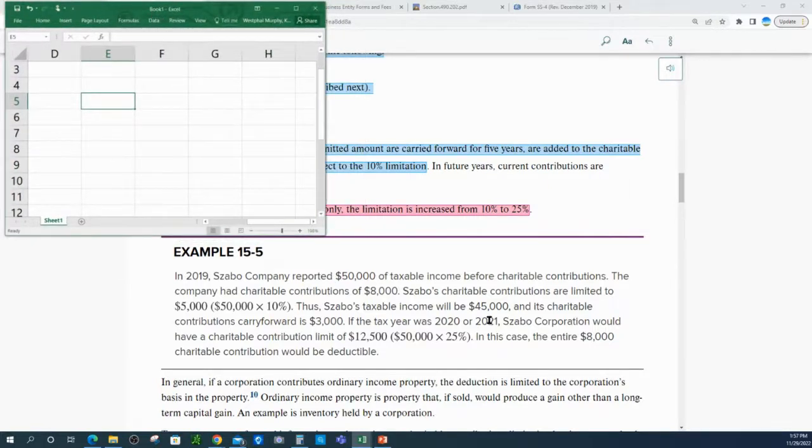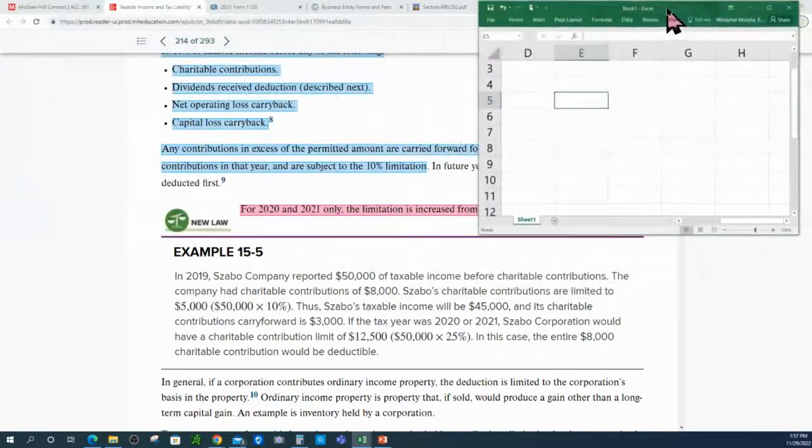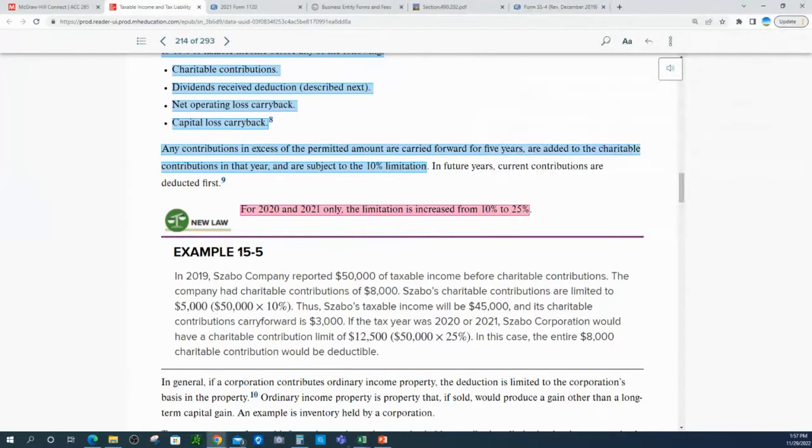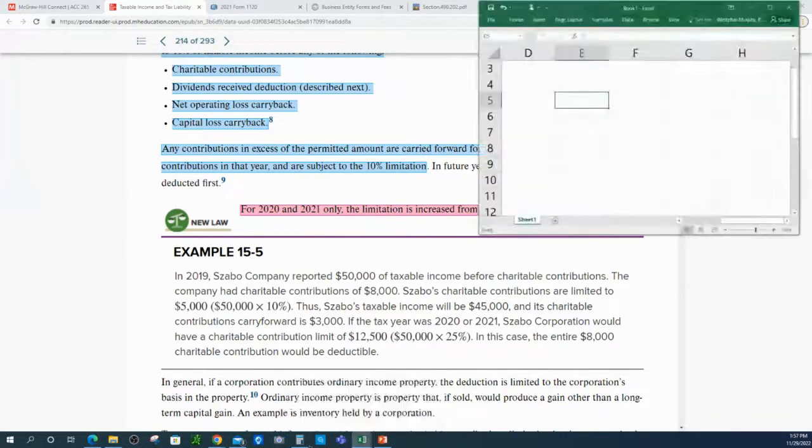So they reported $50,000 of taxable income before any charitable contributions. They had charitable contributions of $8,000. They are limited to 10%. $50,000 is their limit, which is 10% of the 50,000. So in this case, their taxable income will now be $45,000. Charitable contributions carry forward is $3,000 because they didn't get to use $3,000 of that $8,000.